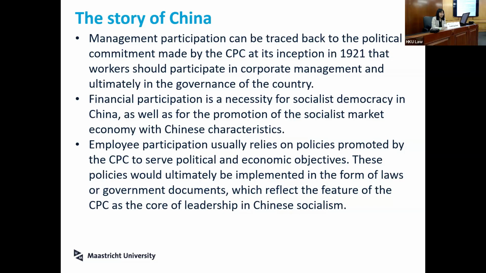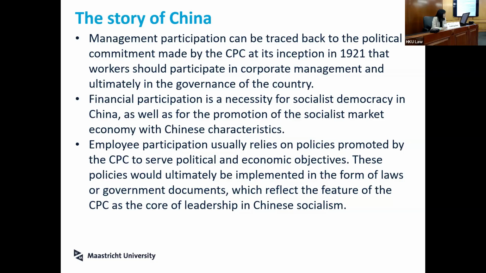So in China, it also has the political meaning that employees could participate in the management of the country through participating in the management of their corporations, especially through the management of state-owned enterprises.